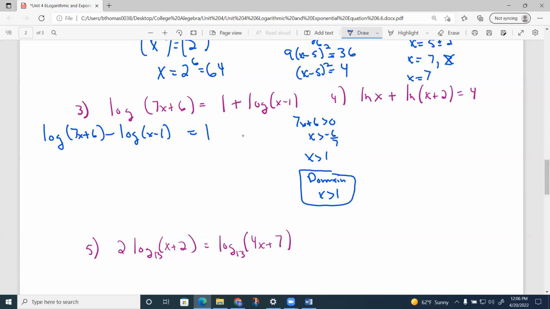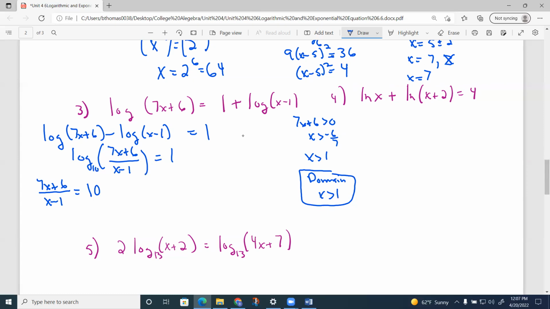Since we have subtraction over here, we can write this as a quotient. So this becomes the log of 7x plus 6 over x minus 1, and that's going to equal 1. Now, since we have a log on one side, we can write this in exponential form. And remember, the base is 10. So 10 to the 1 is actually 10. So I'm going to have 7x plus 6 over x minus 1 equal to 10 to the 1, which is actually 10. So that becomes one side of the equation.